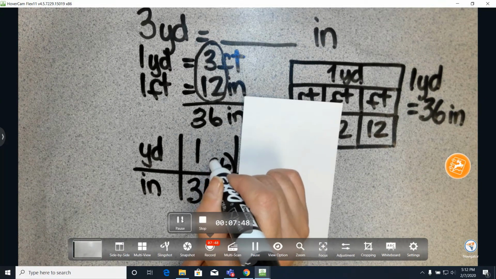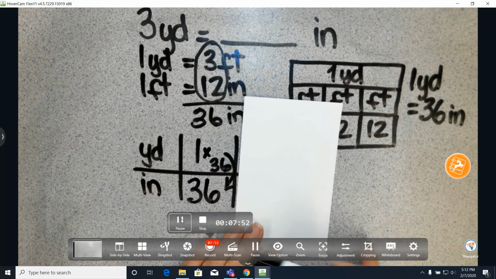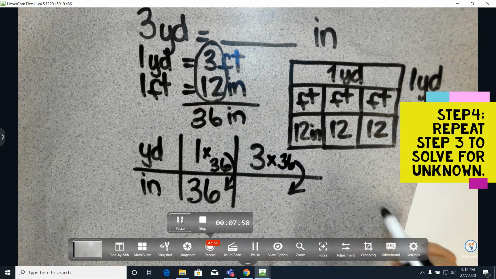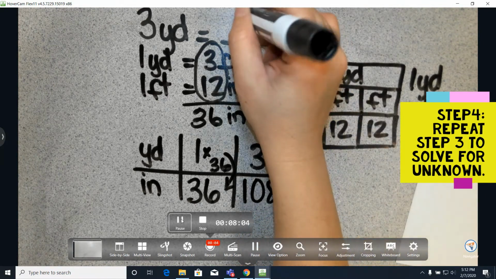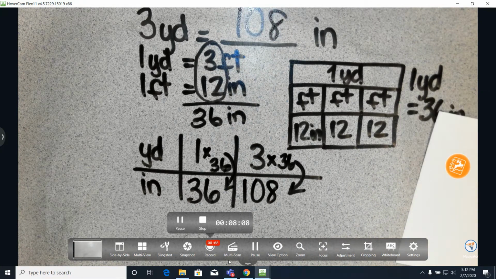And the obvious answer is we're going from small to big, or we're going from 1 to 36. So it's obvious that we're multiplying the 36. So whatever you do over here, you're going to do the exact same thing over here. So 36 times 3 will give you 108. So the answer is 108 inches.